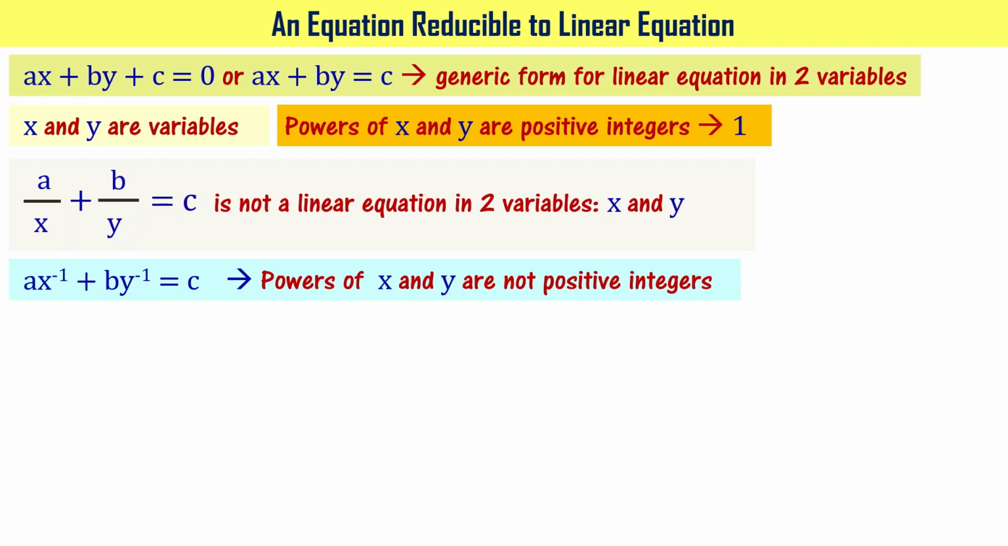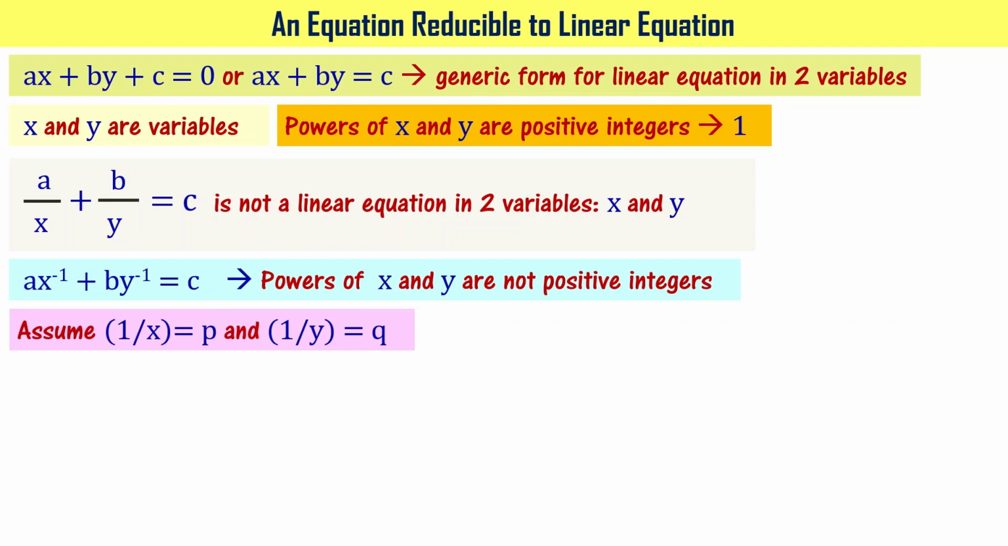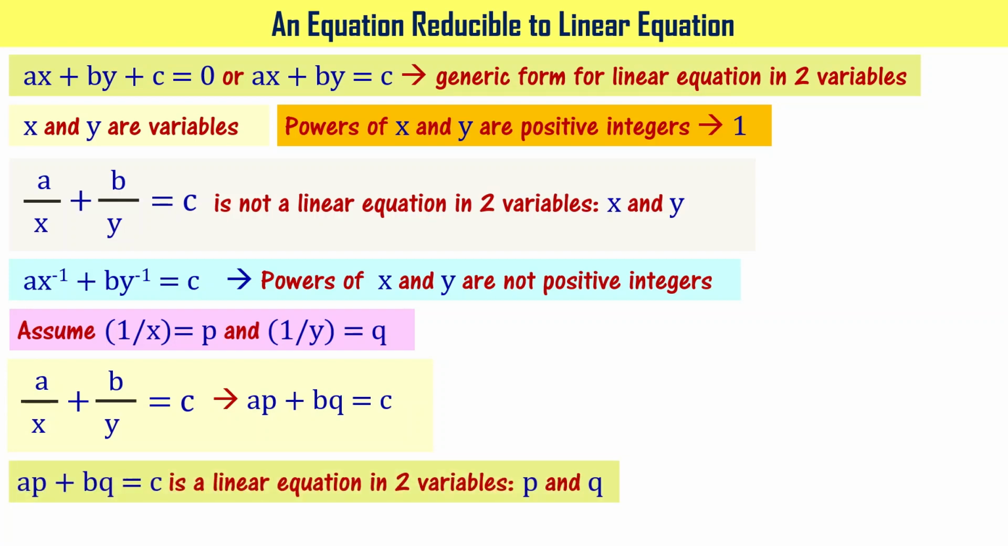However, one can transform this equation to a linear equation by assuming 1 by x equal to p and 1 by y equal to q. When you do that, a by x plus b by y equal to c can be written as ap plus bq equal to c, right? This particular equation, ap plus bq equal to c, is a linear equation in two variables, p and q. Please take a note of this.